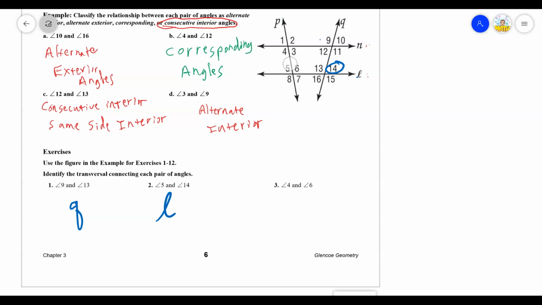Okay? And then finally, angle 4 and angle 6. We have 4 and 6. They're alternate interior, but they're not asking for that. You just want to know what's the transversal, and it would be P.